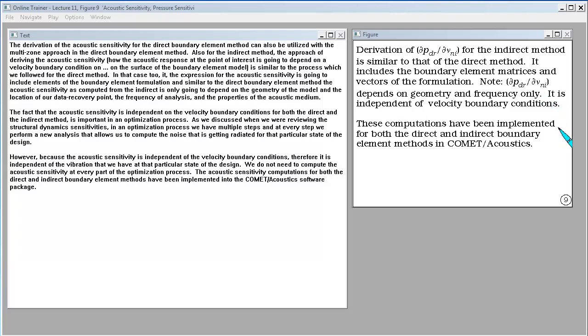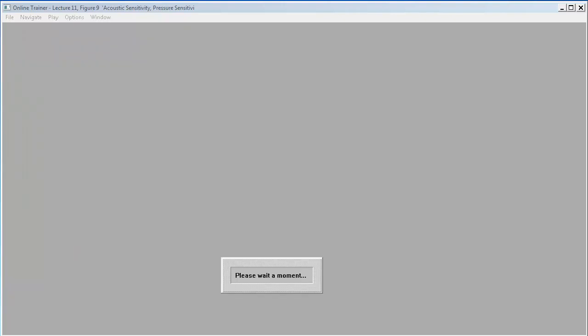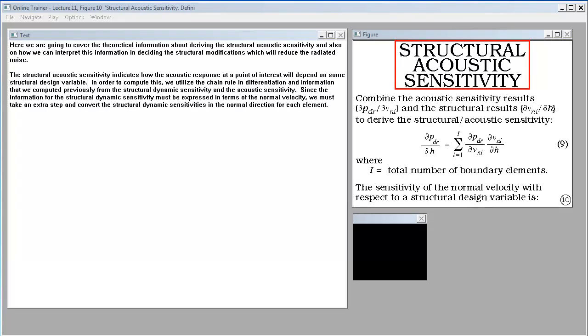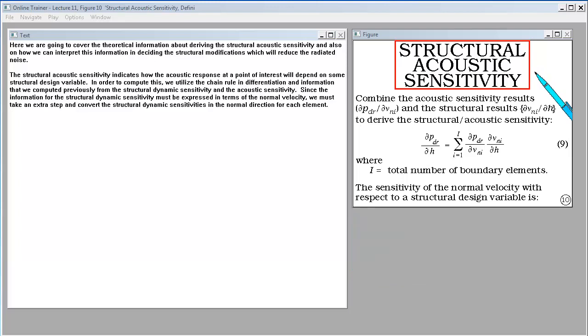The acoustic sensitivity computations for both the direct and indirect boundary element methods have been implemented into the Comet Acoustics software package. Here we are going to cover the theoretical information about deriving the structural acoustic sensitivity, and also on how we can interpret this information in deciding the structural modifications which will reduce the radiated noise.